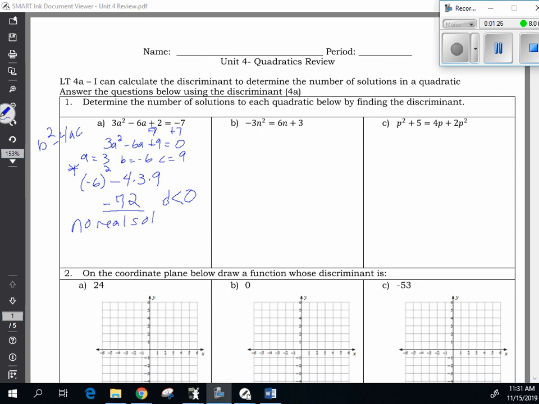Okay, that's what you learned in Algebra 1. Or what we're looking for is 2 imaginary solutions. So we move on to the next one.